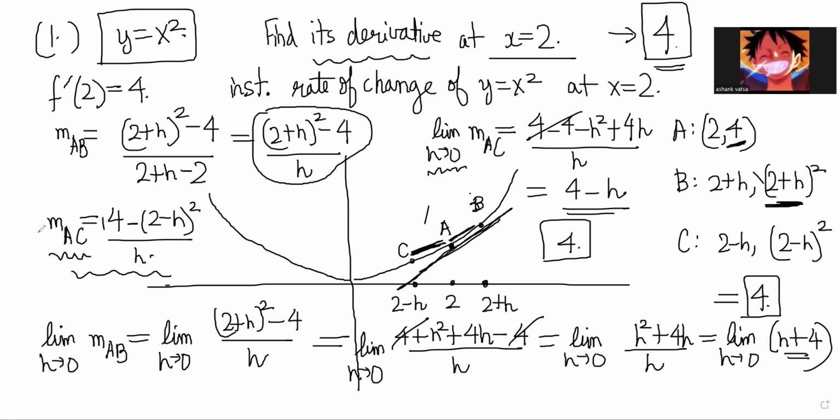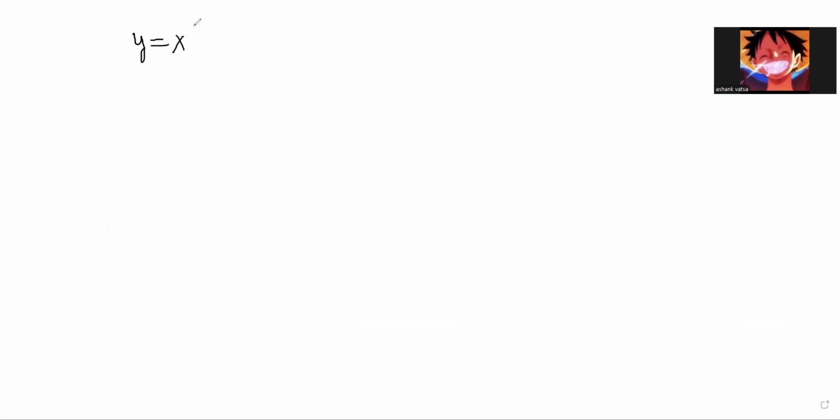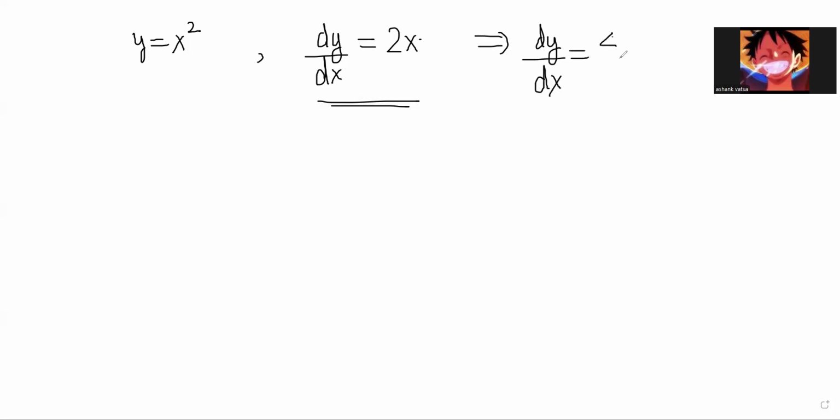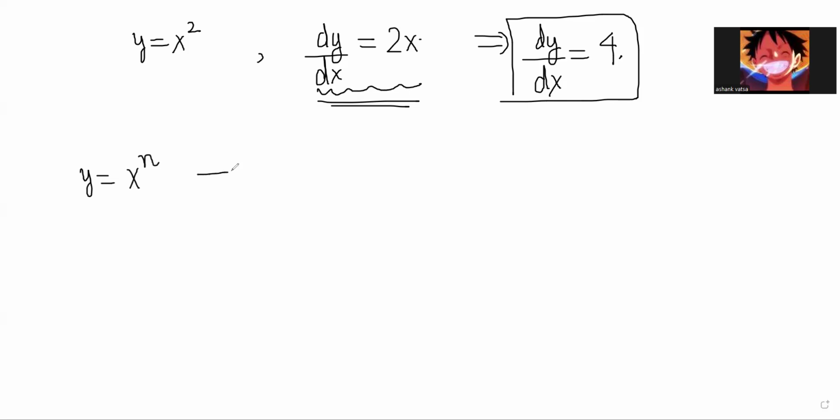Now, according to the rules that you have learned, y is equal to x square, someone must have told you that dy by dx is 2x, right? You might have learned this rule in some coaching or whatever. So if you follow that now, and on this, if you put in dy by dx at x is equal to 2, what is coming? 4. So the rule that you have learned, x power n, then derivative is equal to n x power n minus 1, right?